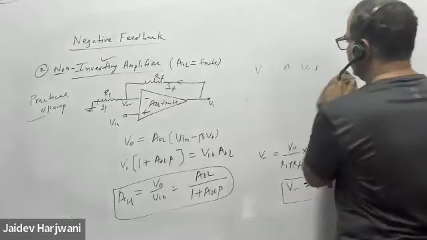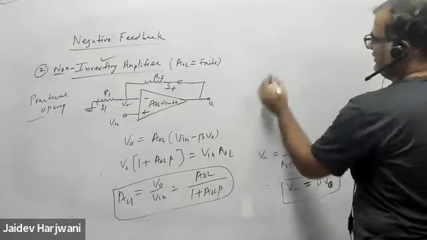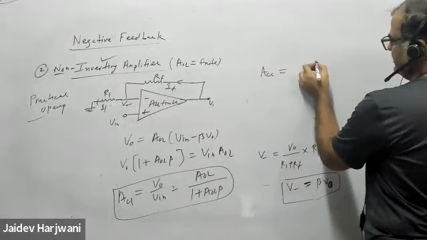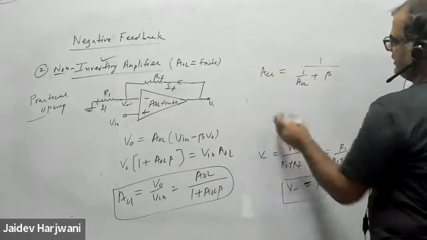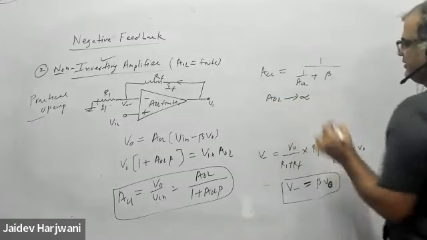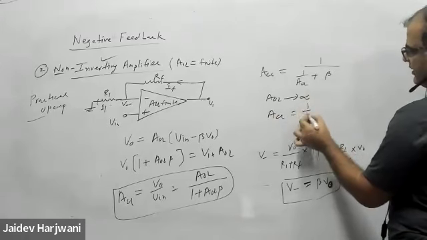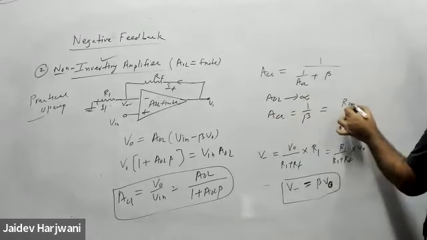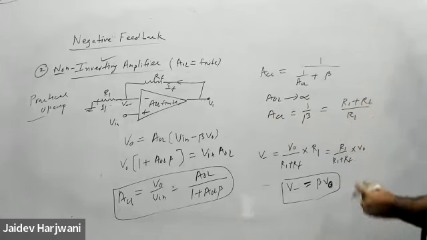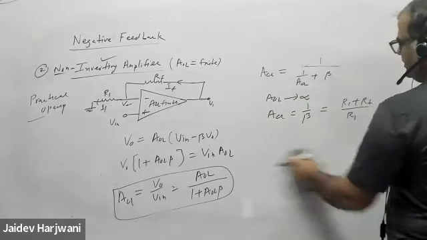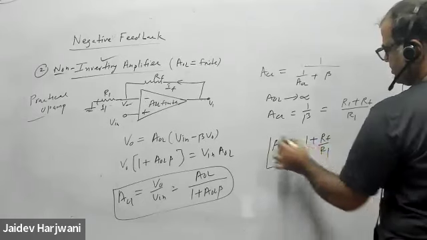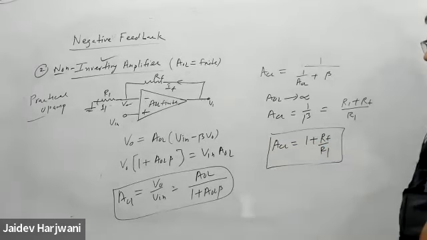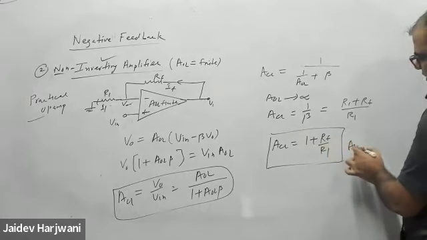Now this should also approach the ideal case. I can write this formula as closed loop gain equal to 1 upon (1 by AOL plus beta). If AOL approaches infinity, the closed loop gain will approach 1 by beta, which is equal to R1 plus RF upon R1, that is, closed loop gain is equal to 1 plus RF by R1. So the same result, this is for AOL infinite.